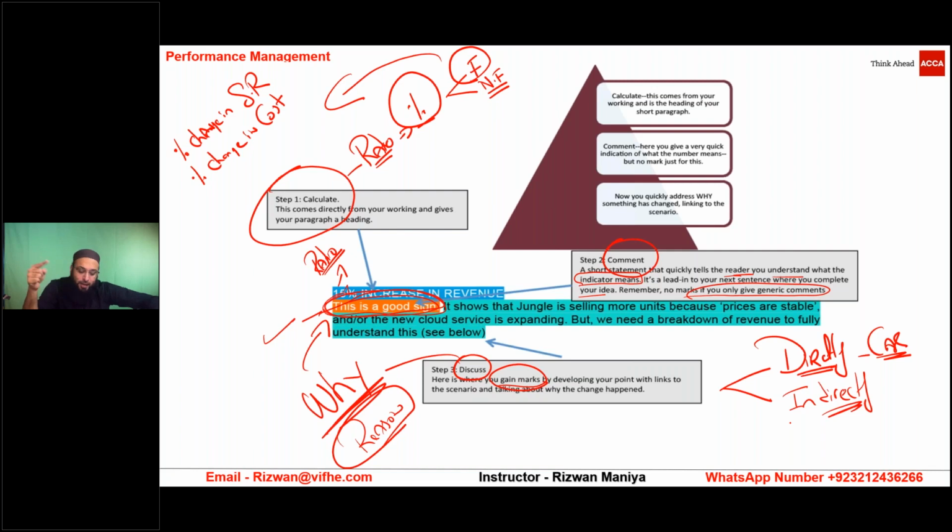So this is the reason for the increase in the advertisement cost. That's the direct link. That's the direct reasoning. Are you listening to me? The reason is mentioned there, that 2 million spent on advertisement. That's the direct reasoning. What is indirect?